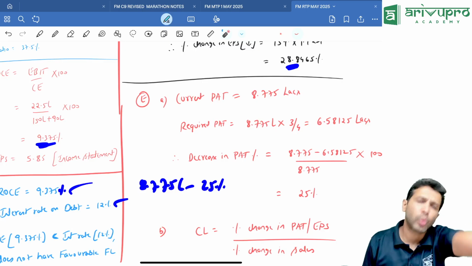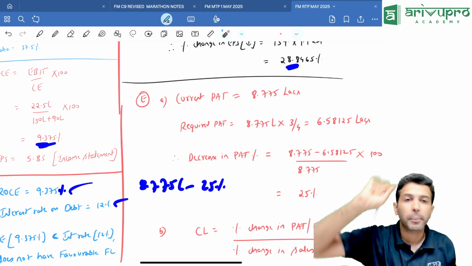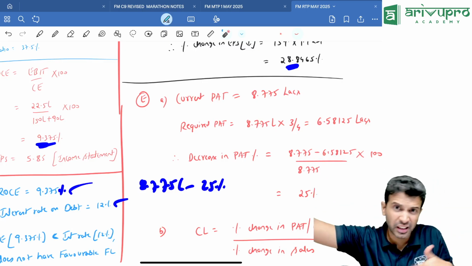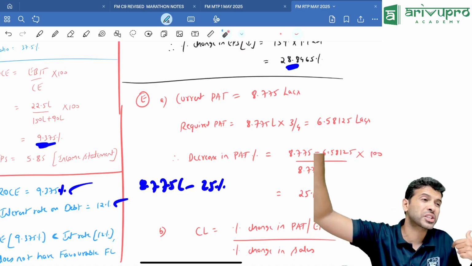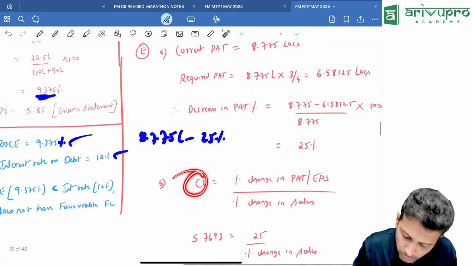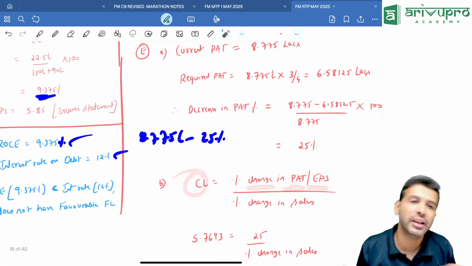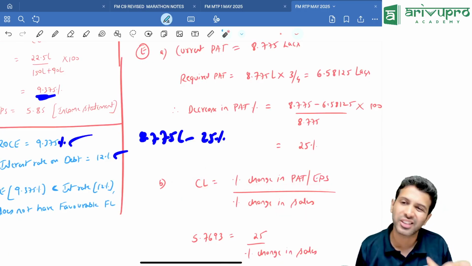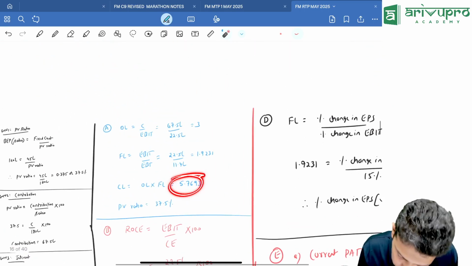Combined leverage. What is the combined leverage formula? Percentage change in EPS. Here we will write EPS or we will use the question's data. Instead of EPS, what have they told? PAT. So the combined leverage formula will be percentage change in PAT or EPS divided by percentage change in sales. Combined leverage, missing or not? How much is that?